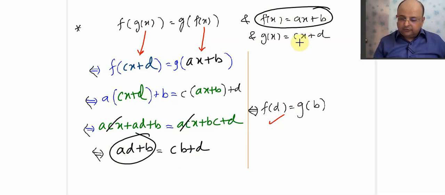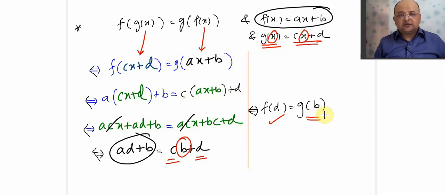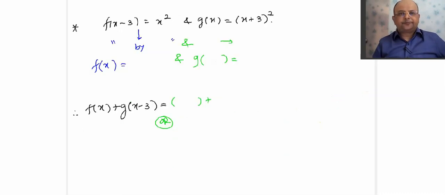Next, cx plus d, g of x. If it is x, it is g of x. If it is b, it should be g of b. So there were 4 options: f of d equals g of b, f of b equals g of d, f of a equals g of c, and so on. The correct option was f of d equals g of b. This was asked in JEE again.